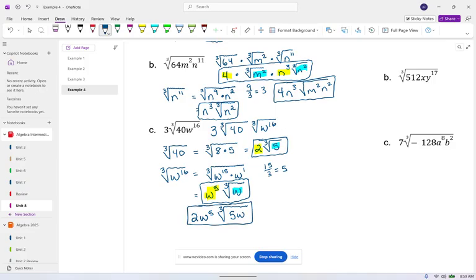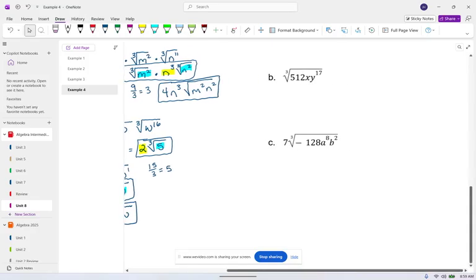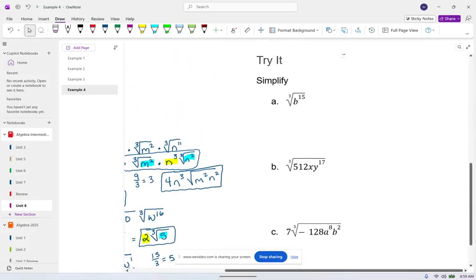Guys, that's how you do non-perfect cubes. This is going to be the set of try it problems that I want you to give it a shot. And then if you have questions, please let me know in class. So go ahead and give those problems a try and let me know what you got.